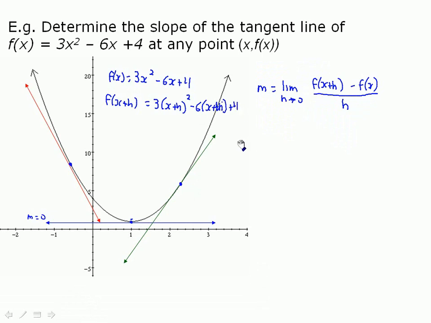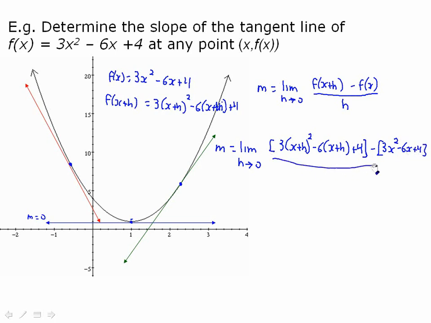It would mean that these can be plugged into the formula. So m is equal to the limit as h approaches 0 of 3 times x plus h squared minus 6 times x plus h plus 4, big old bracket around it, minus f at x, which is 3x squared minus 6x plus 4, close bracket, all over top of h. So you have to be very careful. Clean this up with caution.